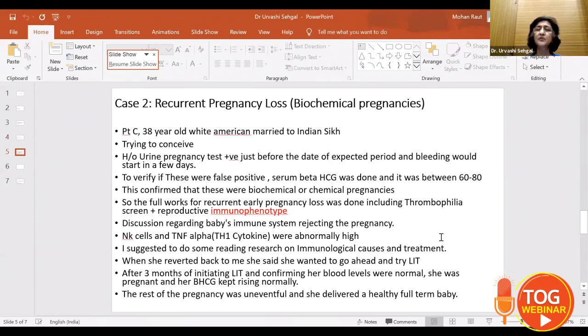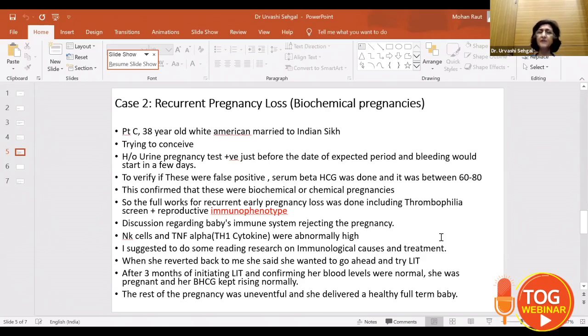When it came to the treatment, again, in her case, just like the previous case, I asked her to do all her research. She was a very intelligent lady. In fact, I even gave her the contact number of the previous patient and said, if you want to discuss her treatment and all that, she can go ahead. So she did that, and then she reverted back to me and said she wanted to go ahead with LIT.